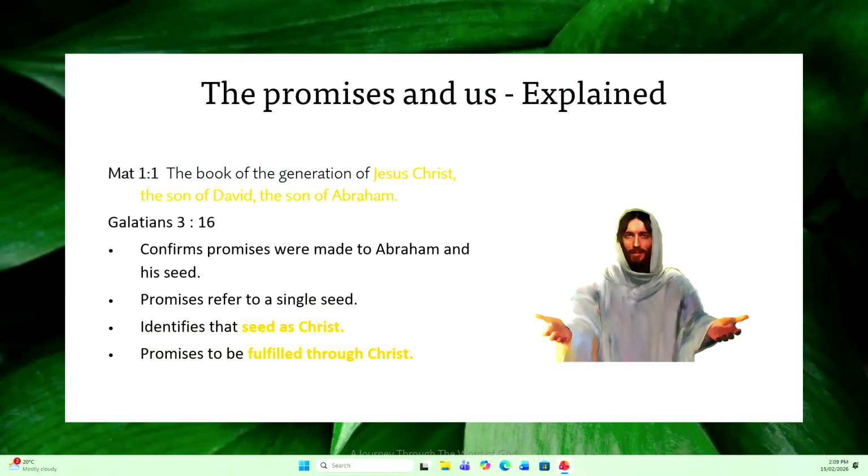So how does Jesus play a part in this? When you look at Matthew 1, which we'll look at further in week 6 of this series, verse 1 starts off with these very words: the book of the generation of Jesus, the son of David, the son of Abraham. So here we have a direct link that Jesus is the direct seed of Abraham.